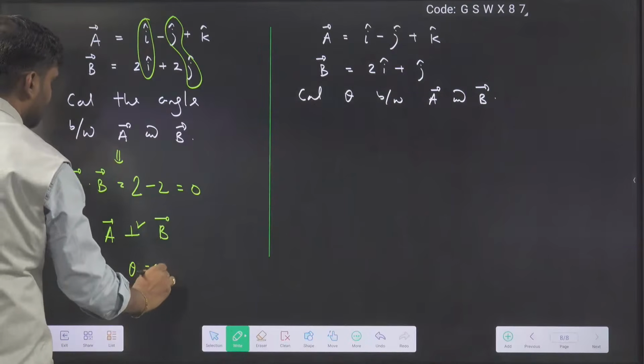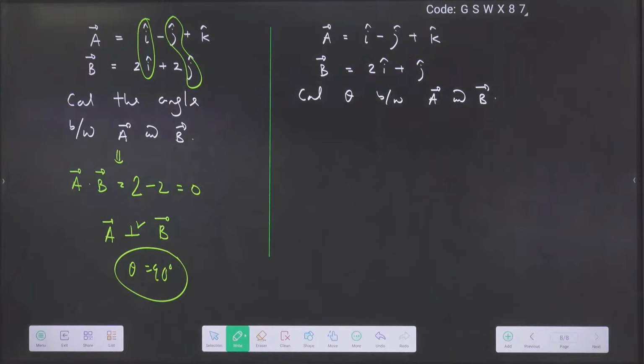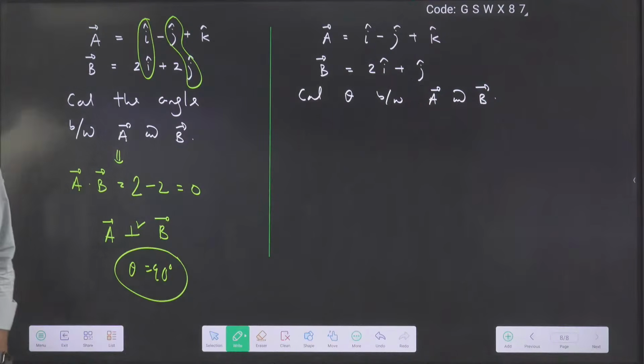So theta is equal to 90 degrees. Is it clear? Theta is equal to 90 degree. Fine, well done. Next one is what?